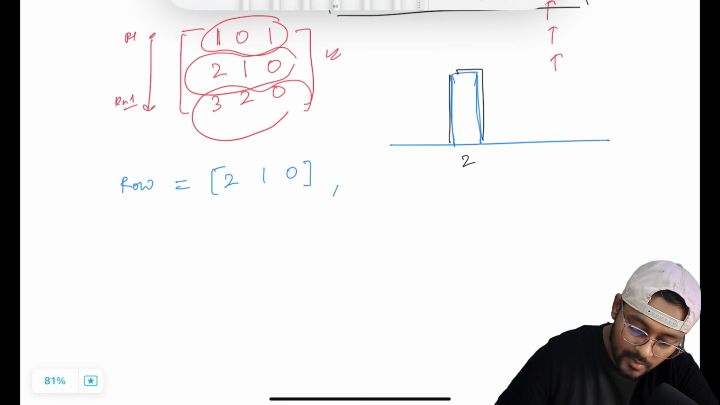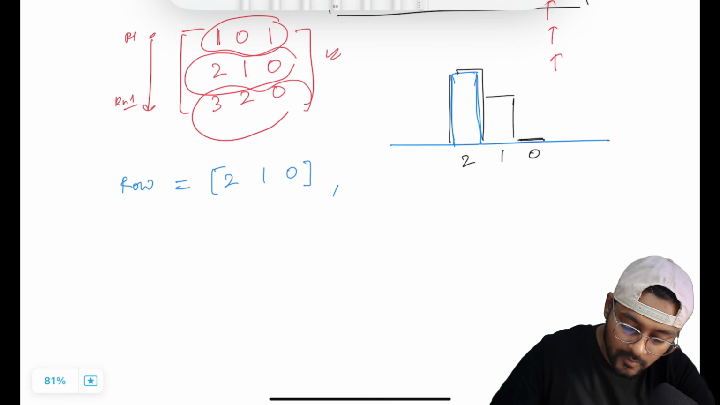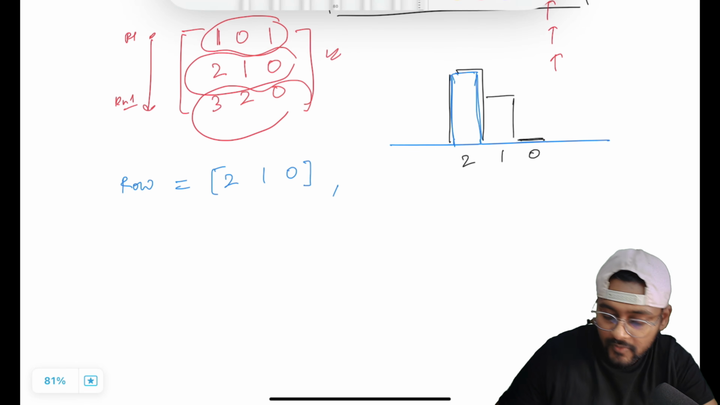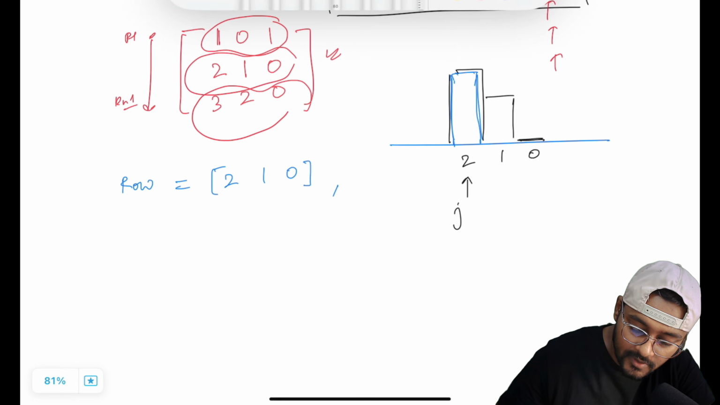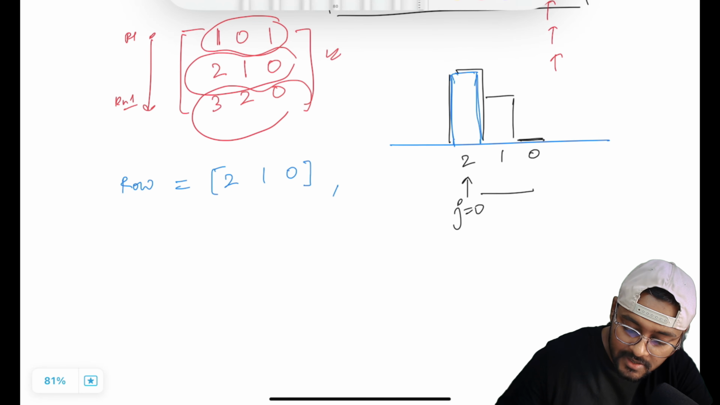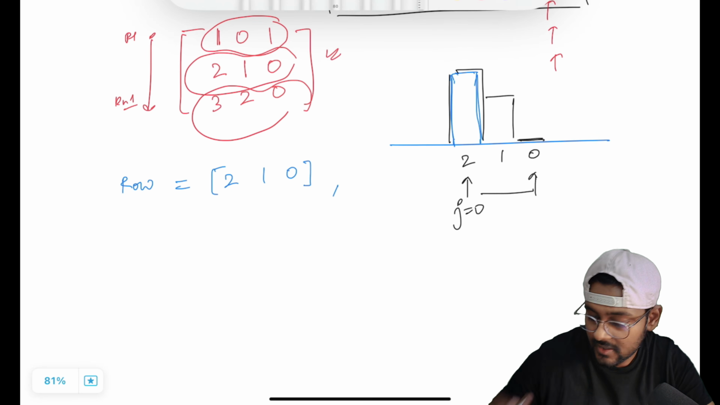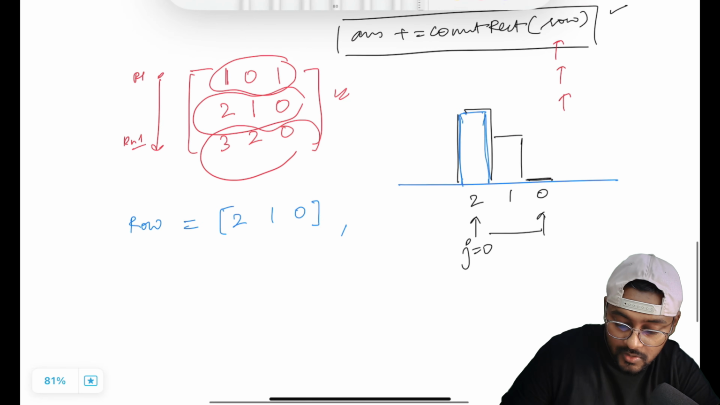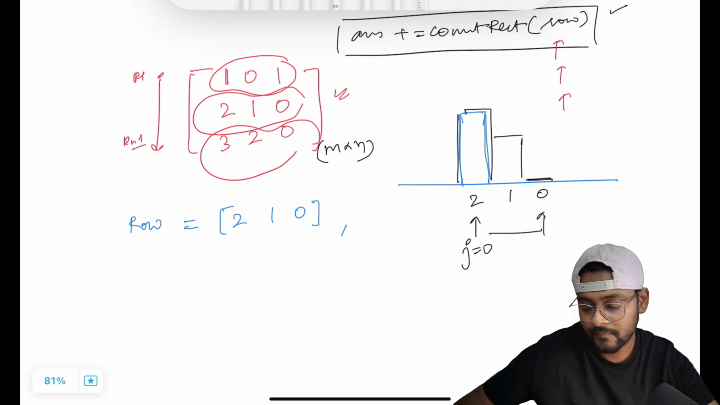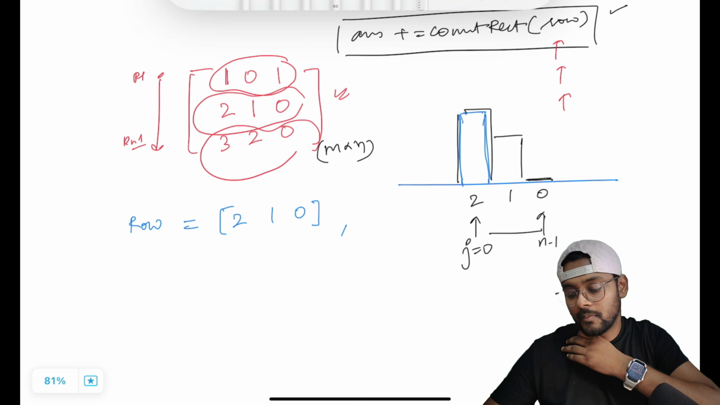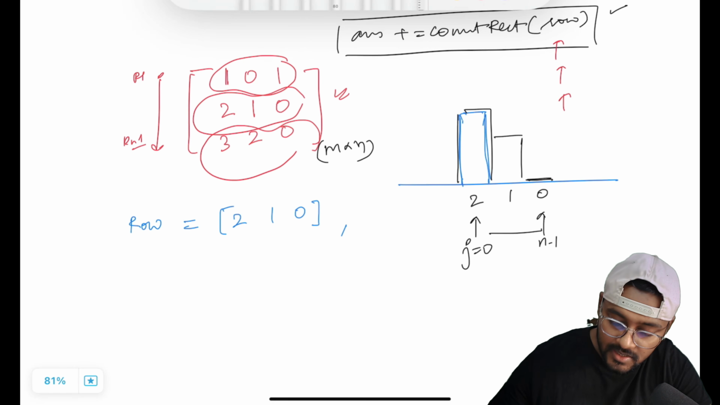It is a 2 size block, then it is a 1 size block. The size of block is 0. My i is already fixed. I just have to fix my j. My j will start from 0 and go till n minus 1. Why n minus 1? Because the dimension was m cross n. So j is going to go from 0 to n minus 1. That is perfectly fine.